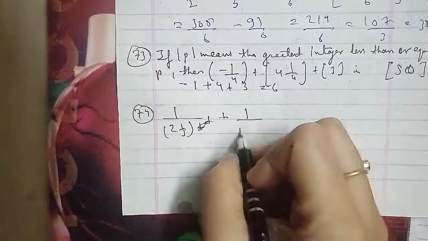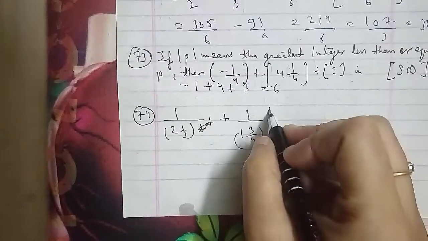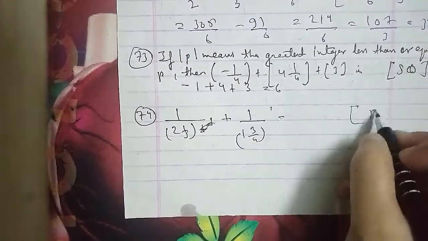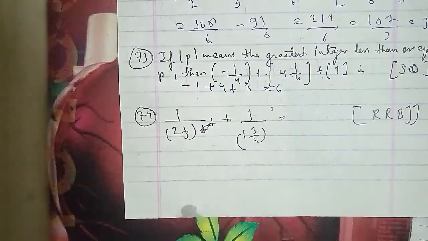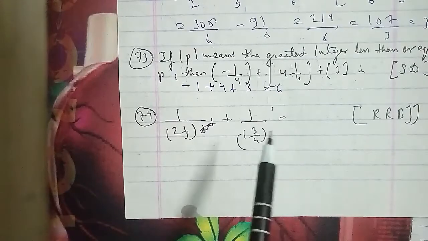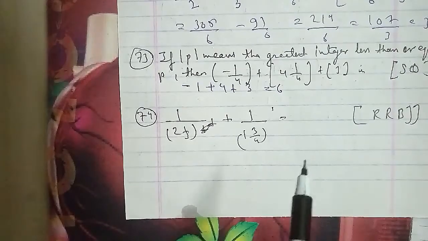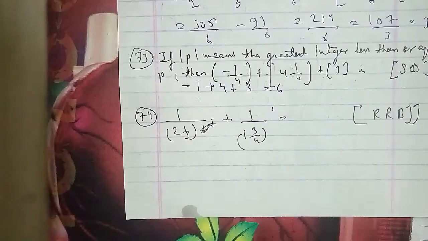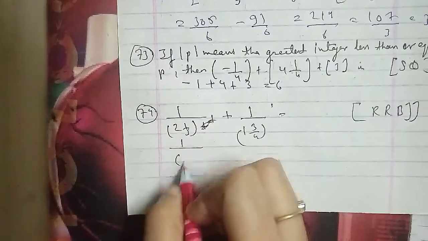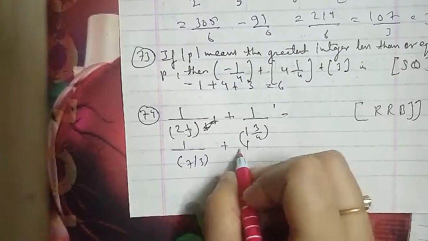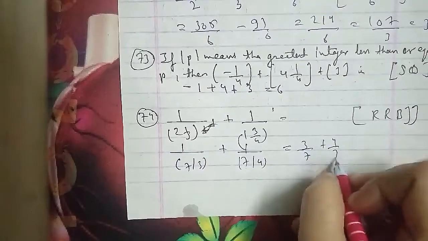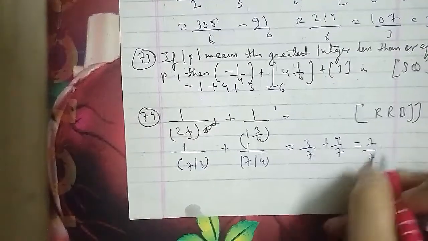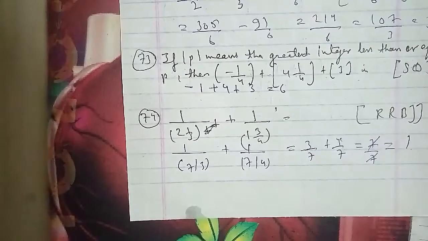For the given expression, we have 1 upon 7 by 3 plus 1 upon 7 upon 4 equals to 3 upon 7 plus 4 upon 7 equals to 7 upon 7, that is equals to 1 here. That will be the right answer for this question as well. Another question we'll talk about, your 75th question of the session as well.